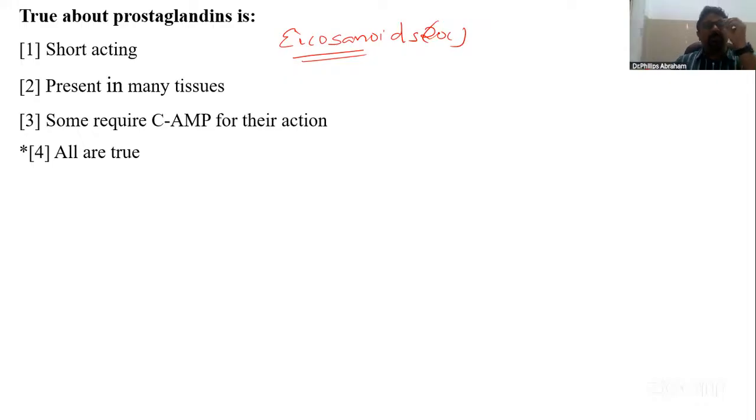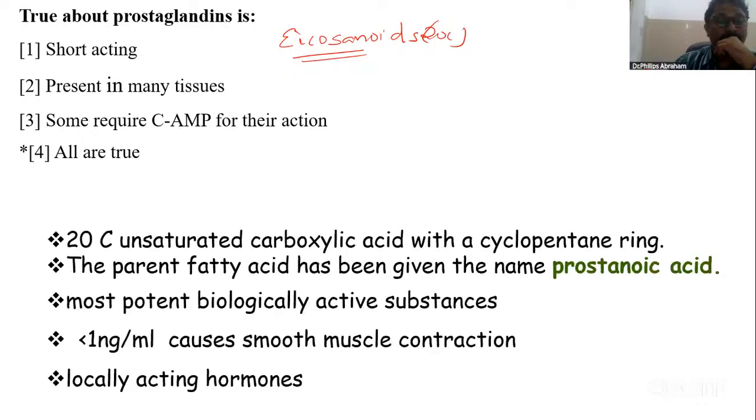First, prostaglandin was isolated from the prostate gland. That's how the word prostaglandin came. Now we understand it's not only in that gland. It's there only in minute quantity, but its action is so fast. Short half-life, short acting. That's the point. And some of them act with the help of cyclic AMP as the second messenger. So the answer is all are true.